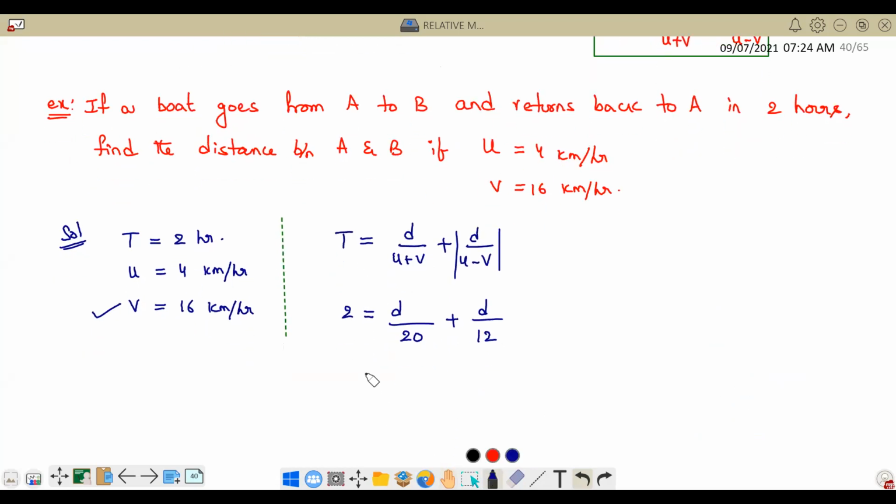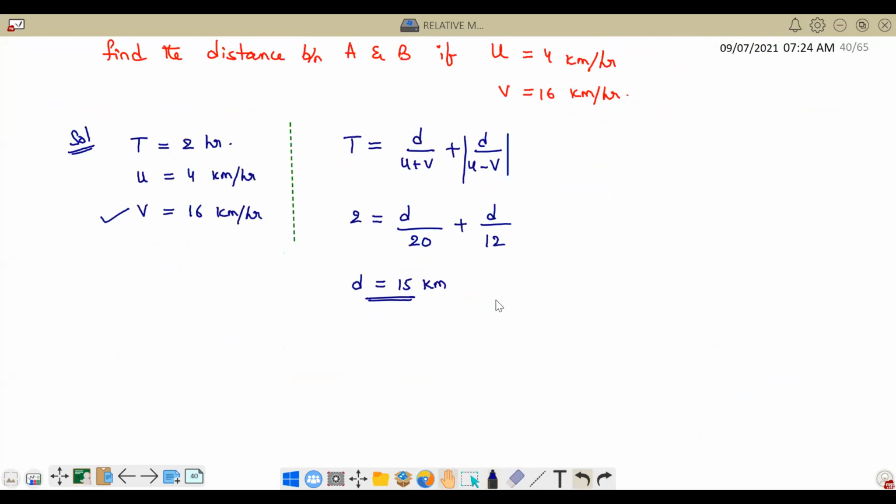And then if you solve this equation, you will get d equal to how much? 15 kilometers. Is it clear? So I'll give you another simple question.